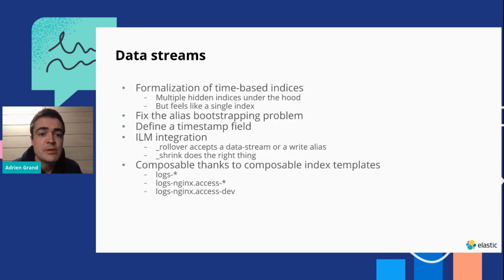And data streams can be composed thanks to composable index templates. So for instance, say you're going to ingest Nginx logs. There might be parts of the structure of those logs that you can define in templates that are general to all the logs you're going to index. There are parts like some of the fields that are going to be specific to Nginx, and maybe some of the fields are going to be specific to the dev environment that you're collecting data from. So these are things you can do with composable index templates.